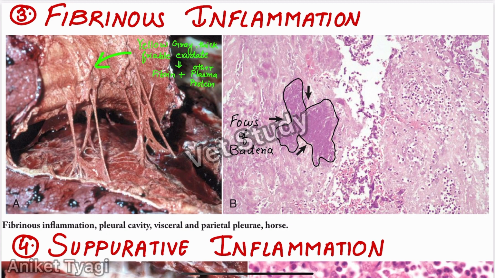Okay. And in this diagram you will see fibrinous inflammation present in the pleural cavity, on the visceral and parietal pleura of a horse. Okay, so in the first diagram, or A diagram, you can see there is a yellow-gray, thick, friable exudate, and it consists of fibrin which is mixed with plasma protein. So this is the fibrin which is mixed with the plasma protein present.